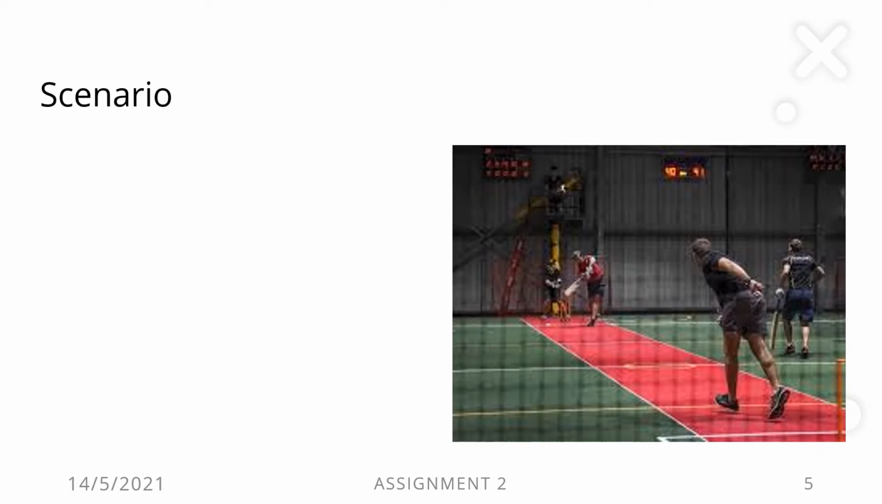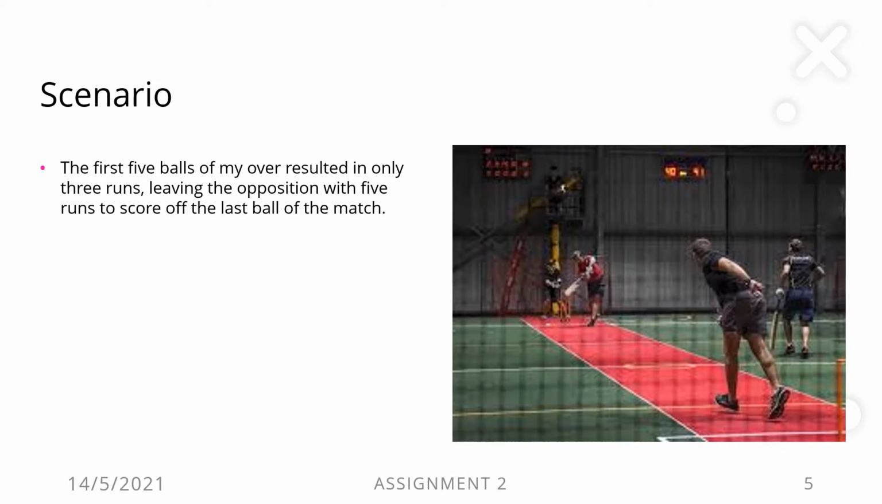Okay, so just a quick rundown of the scenario. We batted first, we set a score for the opposition to beat. I was tasked with bowling the last over, or 6 balls of the match, where the opposition needed 8 runs to win. The first 5 balls of my over resulted in only 3 runs, leaving the opposition with 5 runs to score off the last ball of the match.